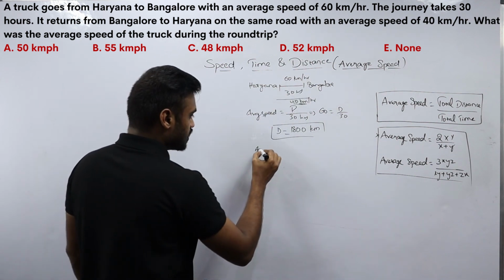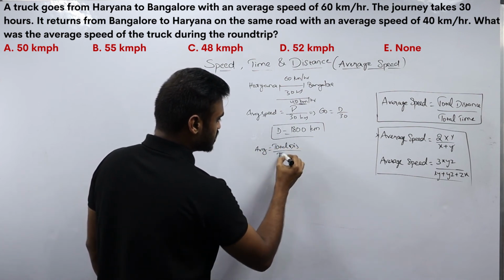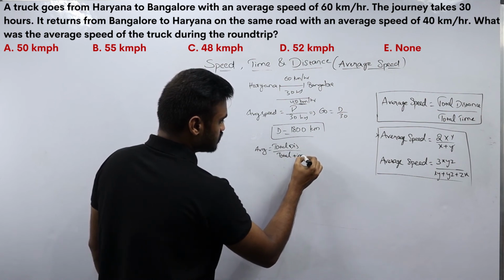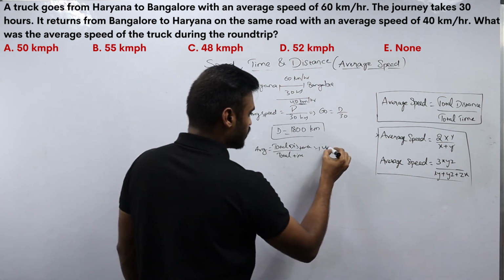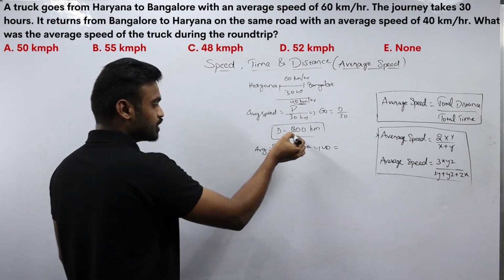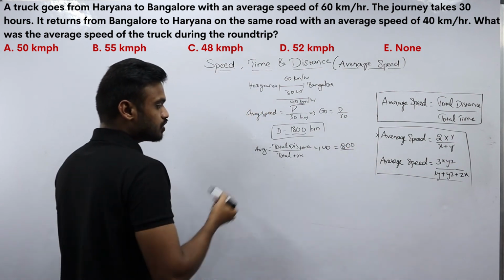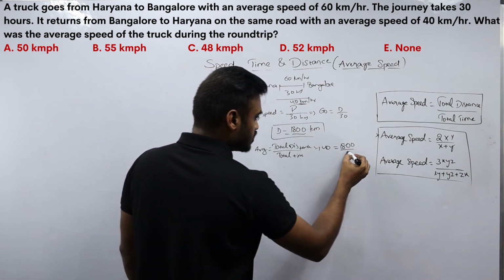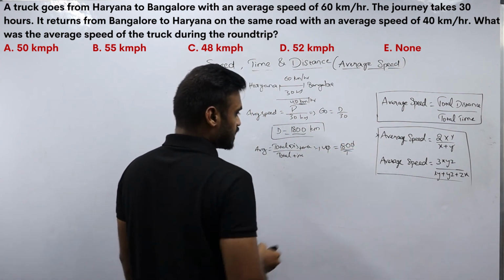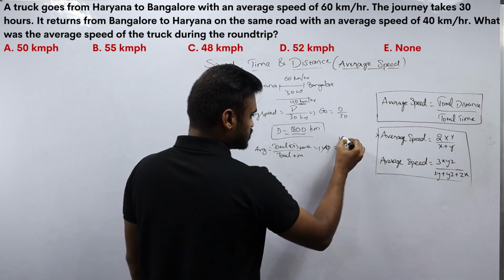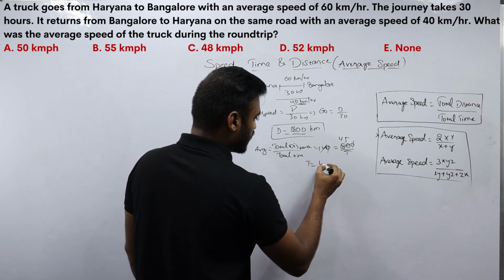See here, average speed equal to total distance by total time. So we will get average speed 40 km per hour equal to total distance, which we already know, 1800 km, by total time taken. We don't know the total time, so I am assuming it as t here. So 0 will be cancelled, and 4 4s 16, and there will be 2 here, and 4 5s 20. So t equal to 45 hours.